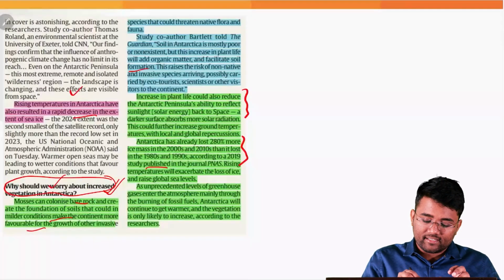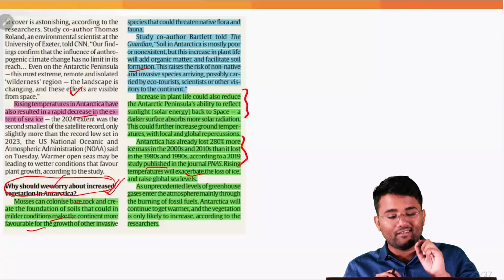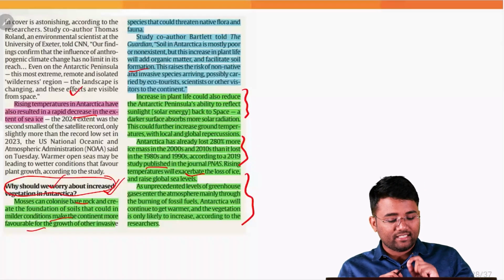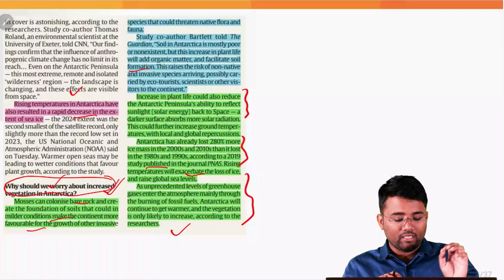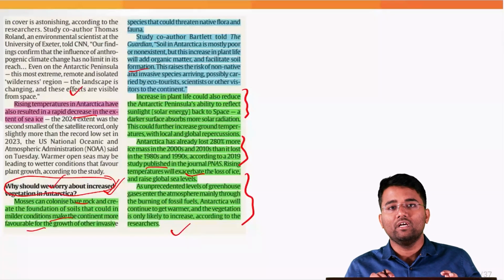According to a 2019 study published in the journal PNAS, rising temperature will exacerbate the loss of ice and raise global sea levels. And as unprecedented levels of greenhouse gases enter the atmosphere, mainly through the burning of fossil fuels, Antarctica will continue to get warmer and the vegetation is only likely to increase, according to researchers.